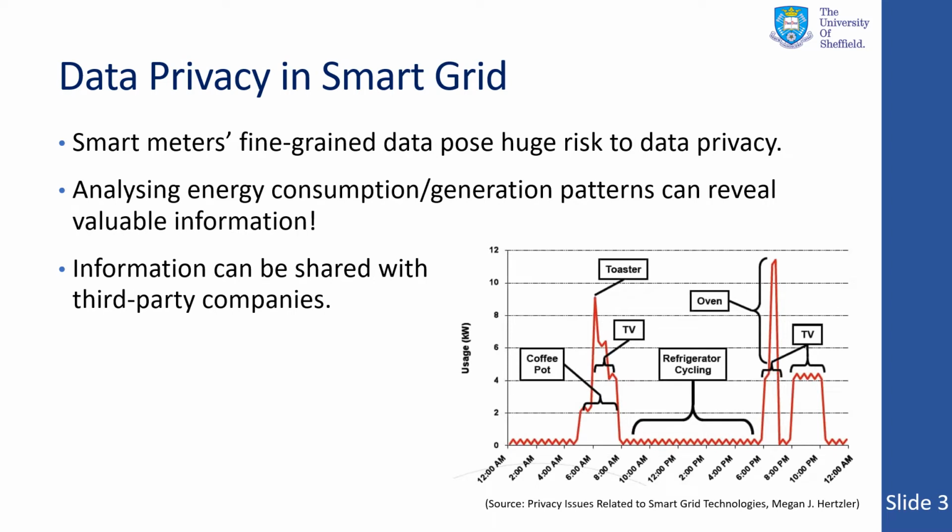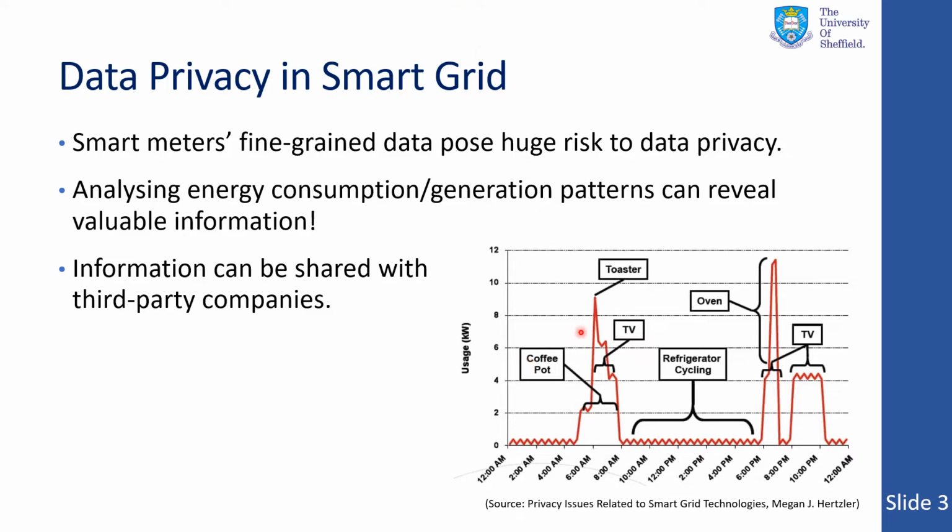A very important issue in smart grid is data privacy. So why do you think we need data privacy in smart grid? As you all may know, smart meters that are installed in every household transmit fine-grained data to the utility servers every 15 to 20 minutes. This actually poses huge risks to data privacy because analyzing these data can reveal valuable information about the daily behavior of someone's life.